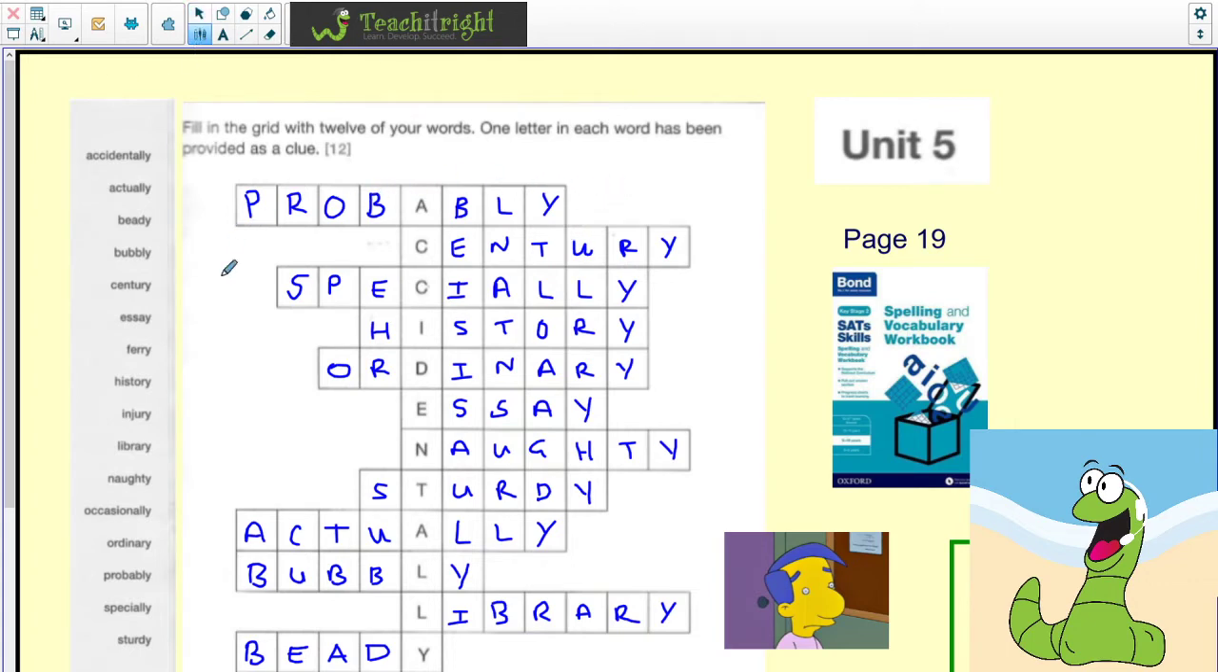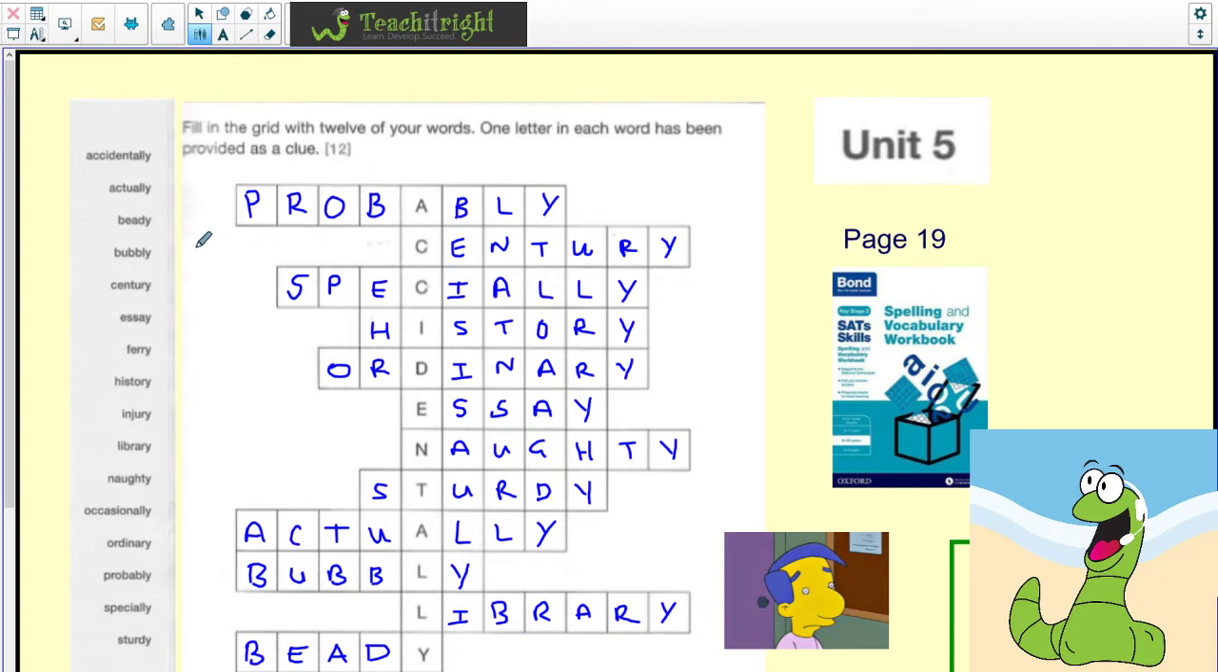Hopefully you've completed it. Remember, with a lot of these activities, the words are written down the side. So what I've done is I've just taken a little snippet of the words down the side. And of course, these are all the words that you need to try and fit into this grid. So fill the grid with 12 of your words. I don't think we used every single one of them over there. One letter in each word has been provided as a clue.